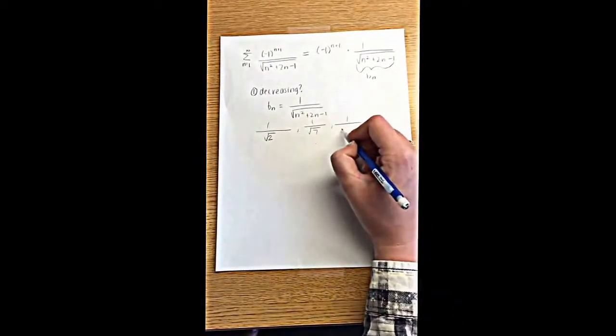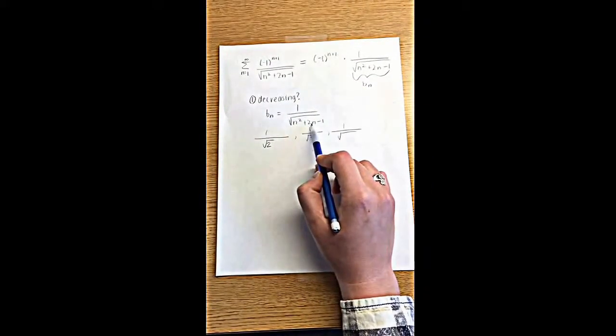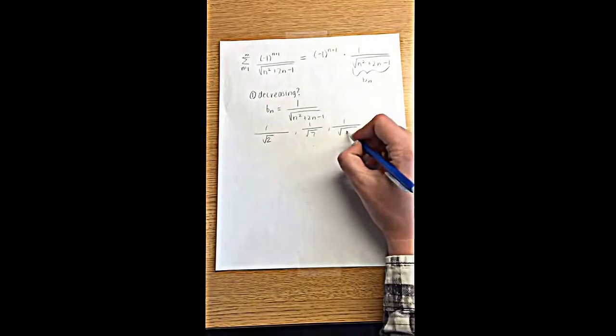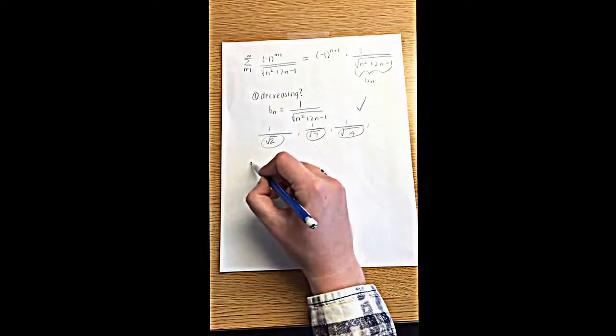Plug in 3. We get 1 over the square root of 3 squared is 9, plus 6 is 15, minus 1 is 14. And we can continue. But we clearly see that the denominator each time is increasing, therefore the fraction is decreasing, and b sub n is decreasing. So the first condition is satisfied.